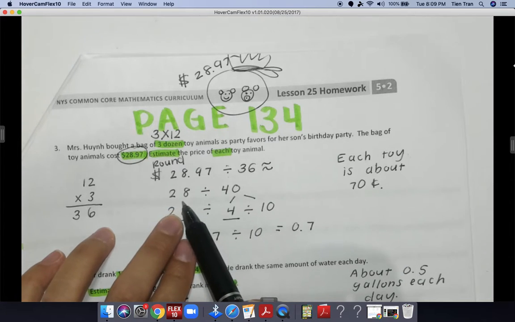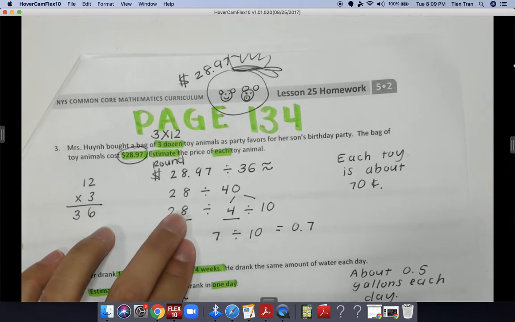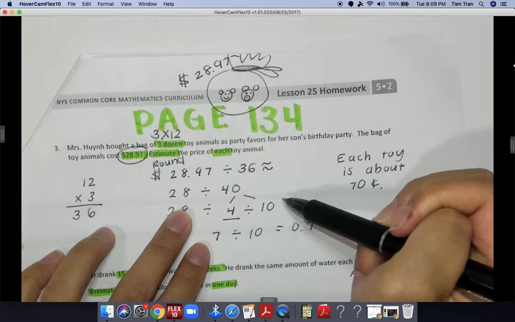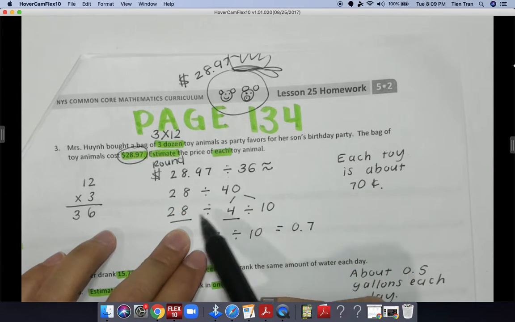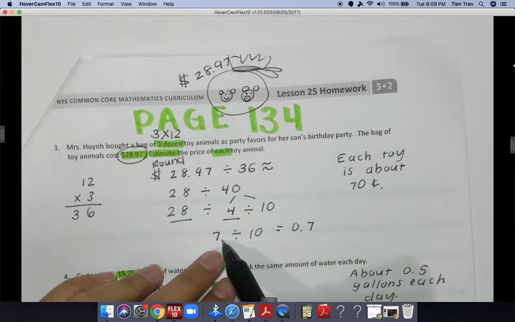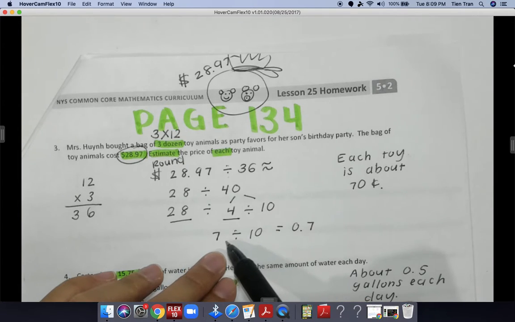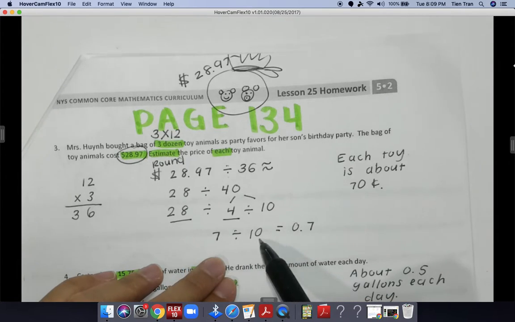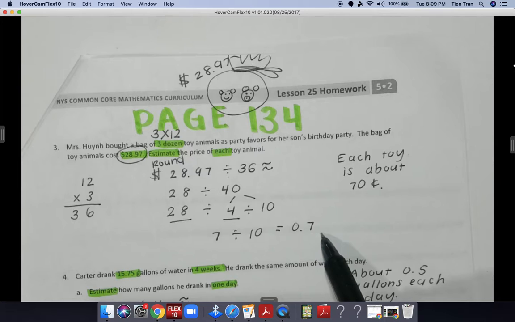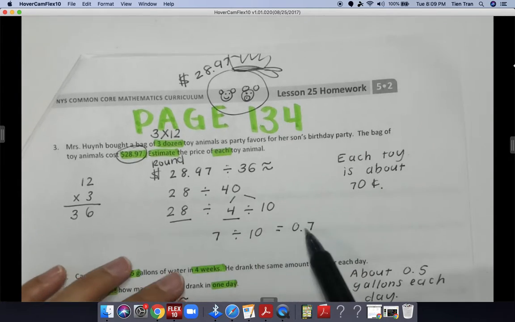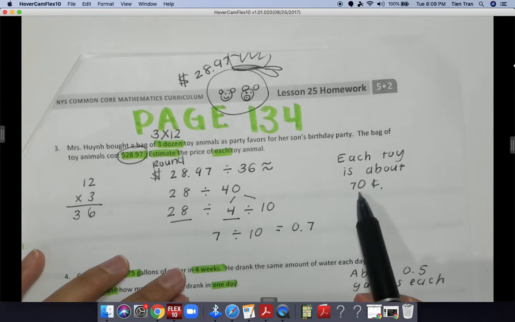So I rounded it to 28 divided by 40. Now, I'm going to break 40 into 4 and 10. So 28 divided by 4 gives me 7, and then I'm dividing it by 10. So 7 divided by 10 is equal to 0.7 tenths. So each toy is about 70 cents.